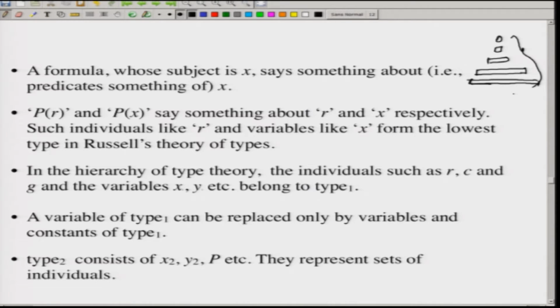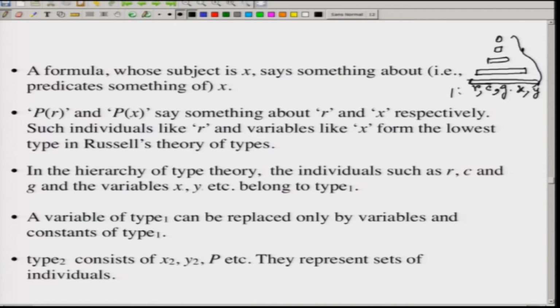In the hierarchy of type theory, the individuals such as R, C and G, say R is Russell, C is whatever, G is whatever, we will see later, and the variables X, Y, etc. belong to type 1. So, type 1 things are, so the lowest level you find R. These are all individual variables and also individual constants, they belong to type 1. And a variable of type 1 can be replaced only by variables and constants of type 1, that is a rule, we will see that in details.